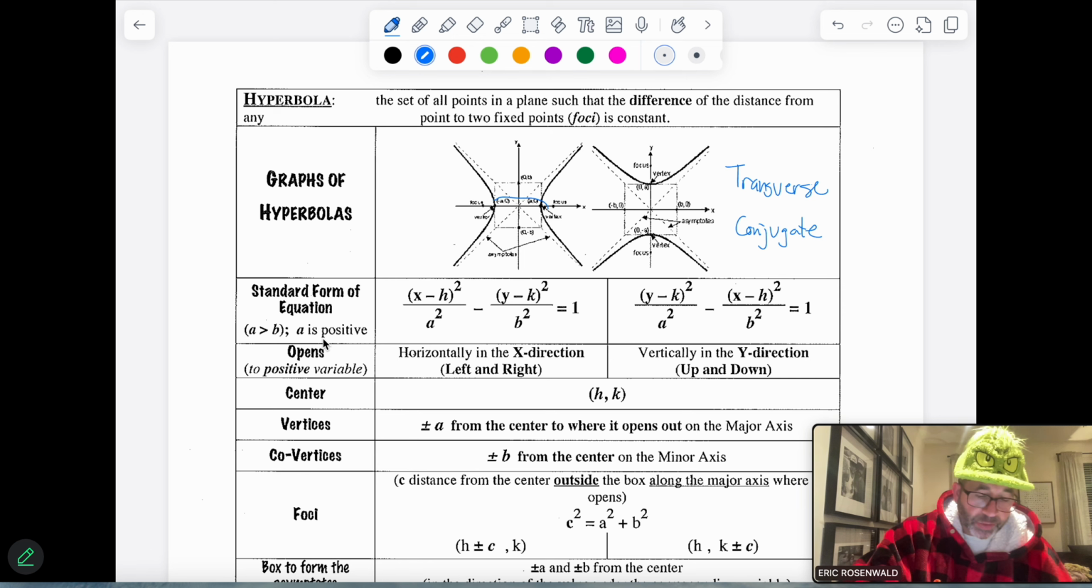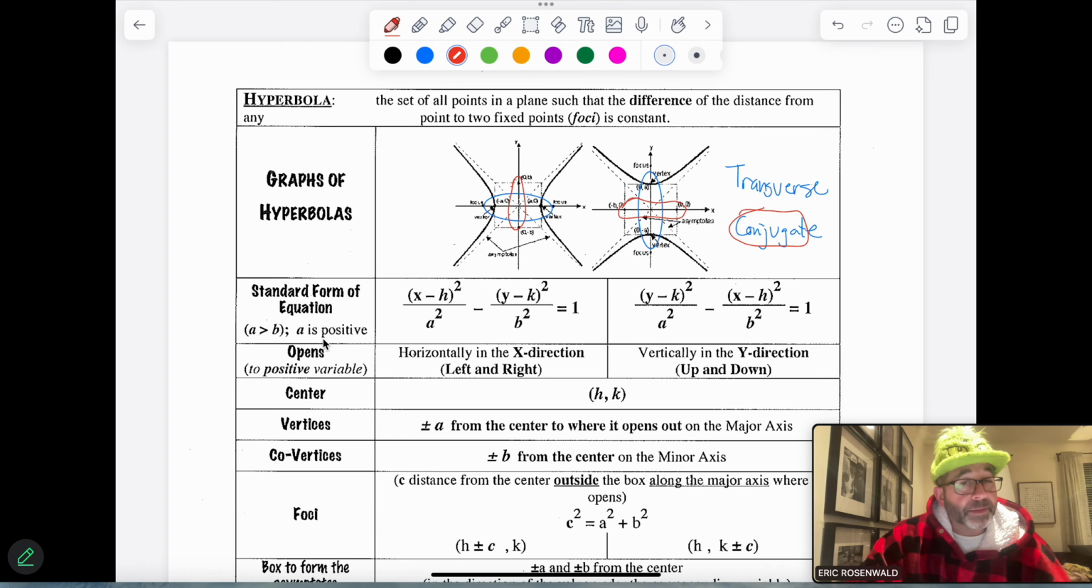So like in this one, this would be the transverse. Think about trans to go from one thing to another. And then in this one, this would be the transverse axis. And then the conjugate is obviously the other one. So like the conjugate, when we're talking about this, would be like from here to here and from here to here. Okay. I failed to mention that earlier.